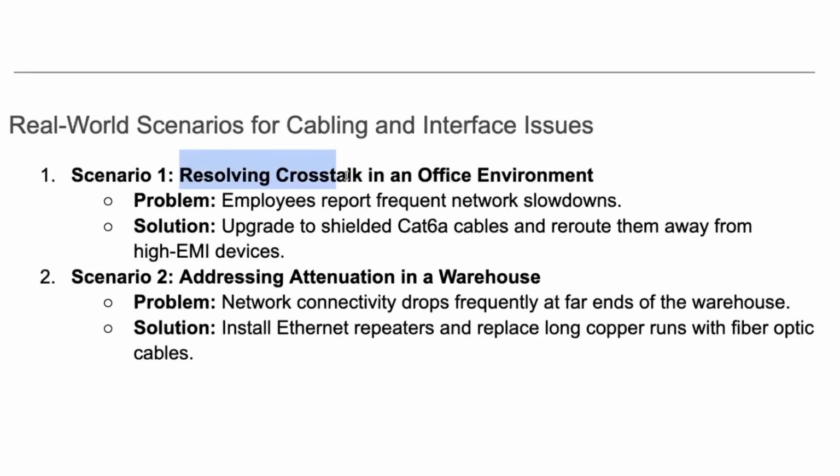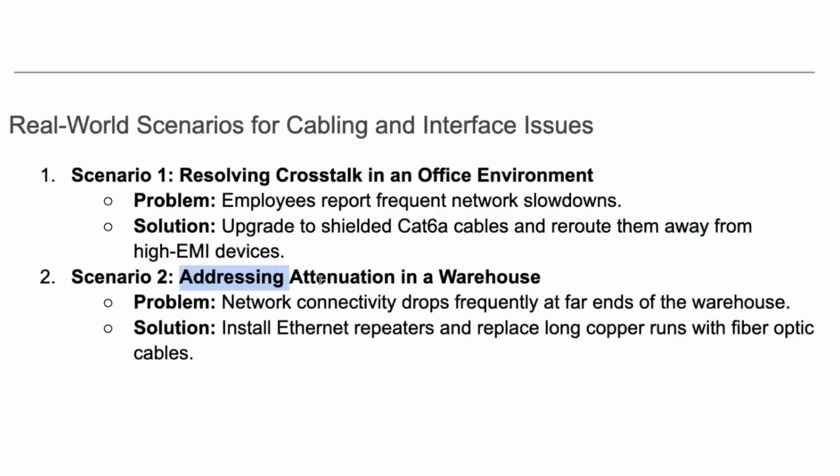Scenario 1, resolving the crosstalk in the office environment. The problem is that employees report frequent network slowdowns. So we want to upgrade to shielded Cat6a cables and reroute them away from high electromagnetic emission devices. So upgrade to shielded cables, meaning get higher quality cables, and then reroute them away from these high EMI devices so there is no crosstalk potential even.